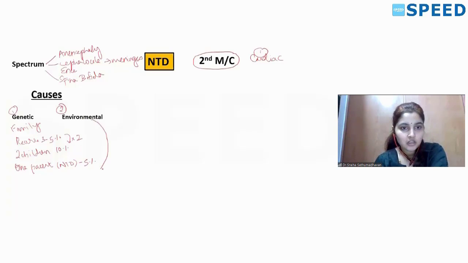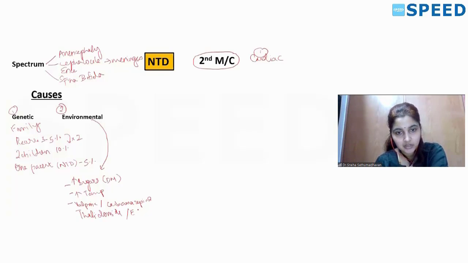Okay. And environmental causes can be because of high sugars, like in diabetes, or exposure to very high temperature early on in pregnancy, or some drugs, especially anti-epileptic drugs like valproic acid, carbamazepine, thalidomide, and efavirenz that we use in HIV treatment. So these drugs are associated with neural tube defect occurrence.